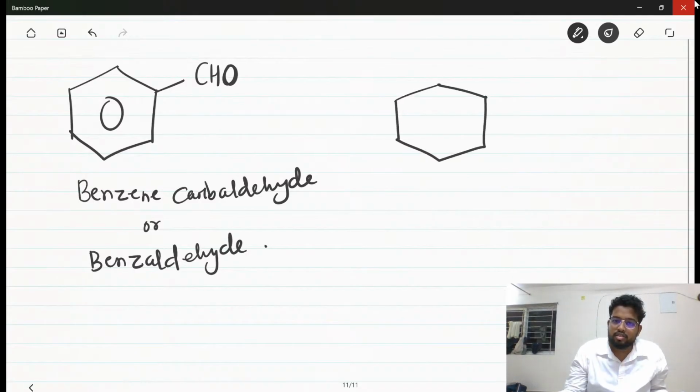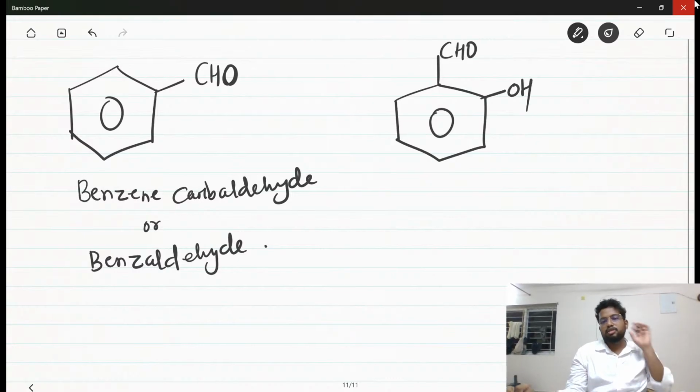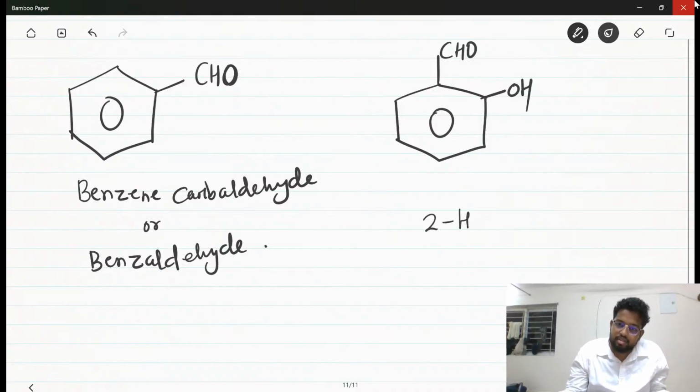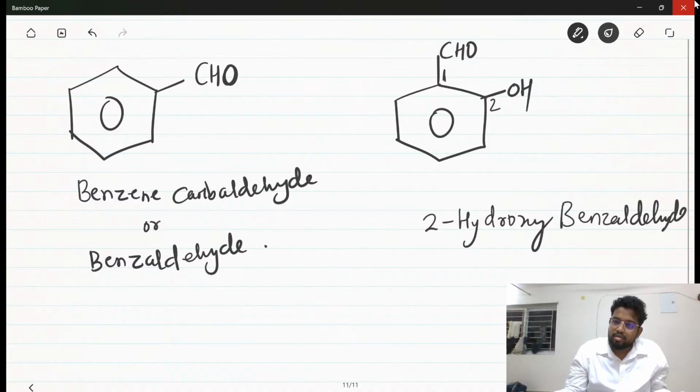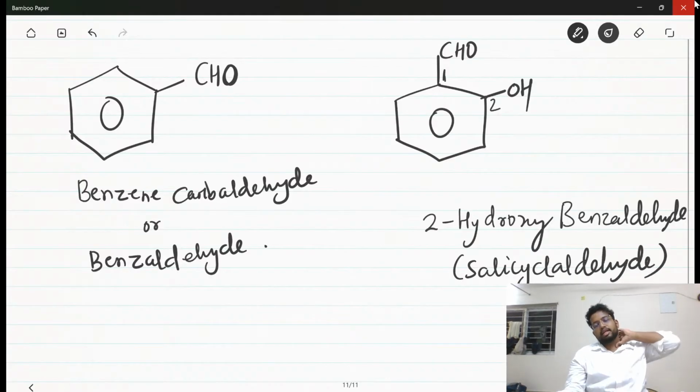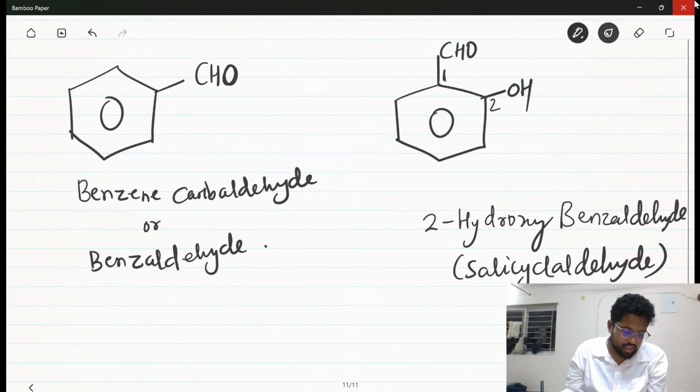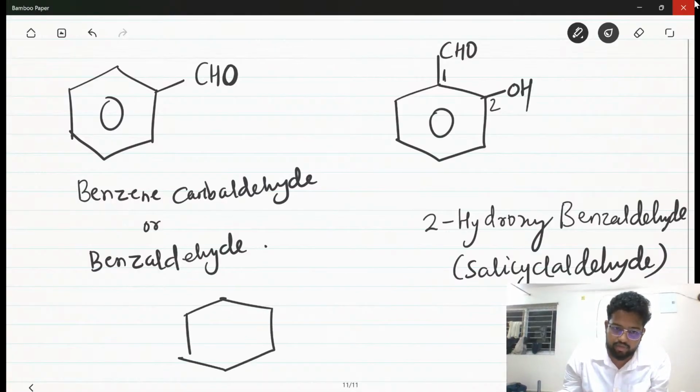Now see this structure: same benzene ring, I have CHO and OH. Do you know the common name of this structure? It is 2-hydroxy. Do the numbering 1, 2. 2-hydroxybenzaldehyde, or common name is salicylaldehyde. Apart from that, there is another important compound directly from your textbook.